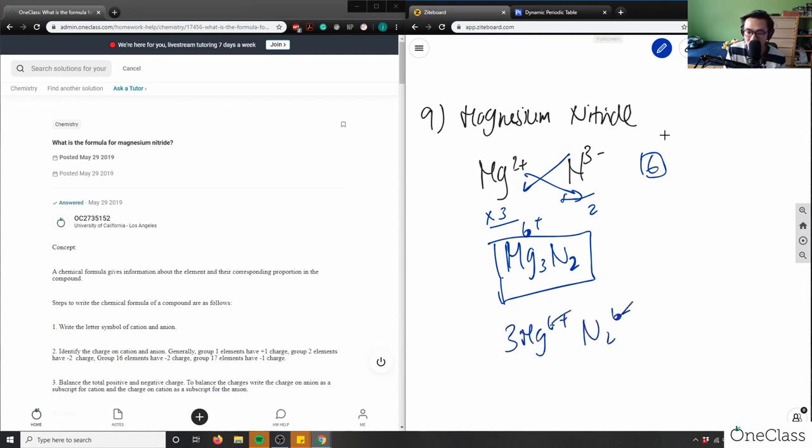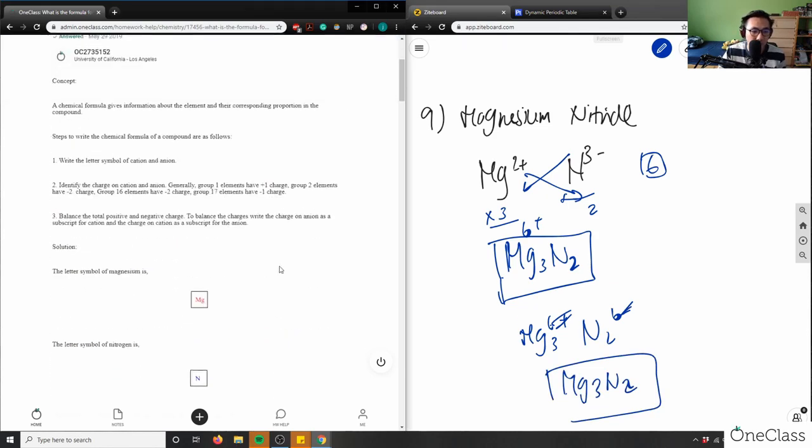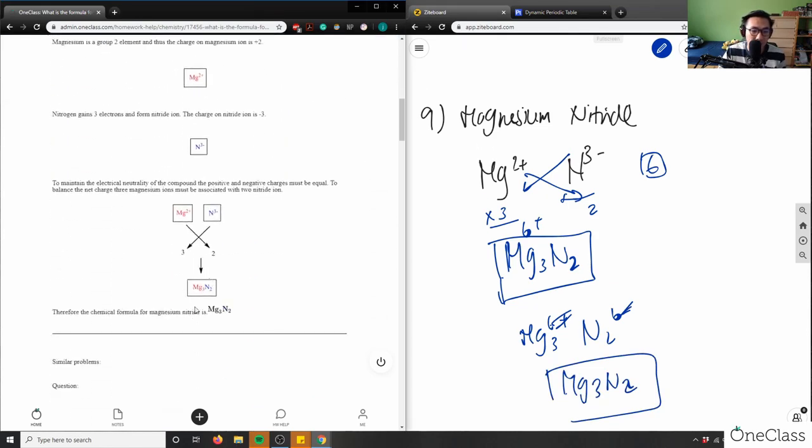These charges cancel out. Sorry, this is not 3 here. This here would be 3, and then these charges cancel out to get Mg3N2. So either way you look at it, you get Mg3N2, which is the answer. Mg3N2 is our answer.